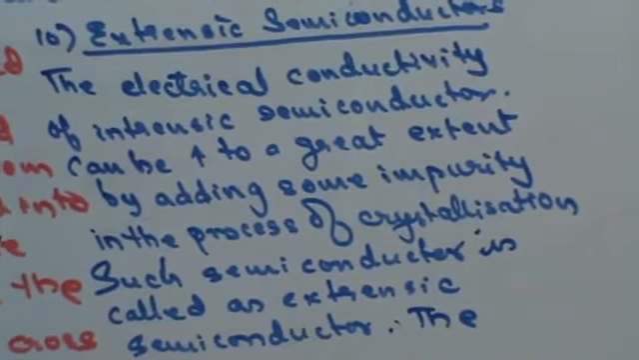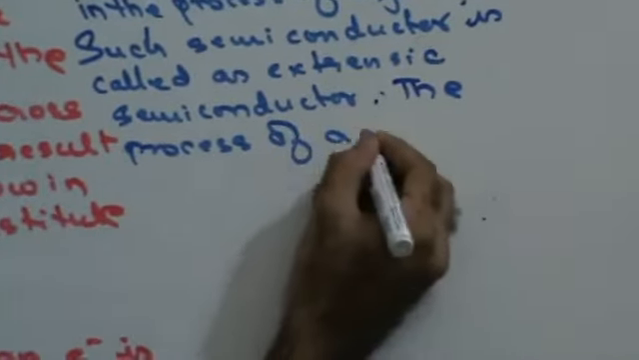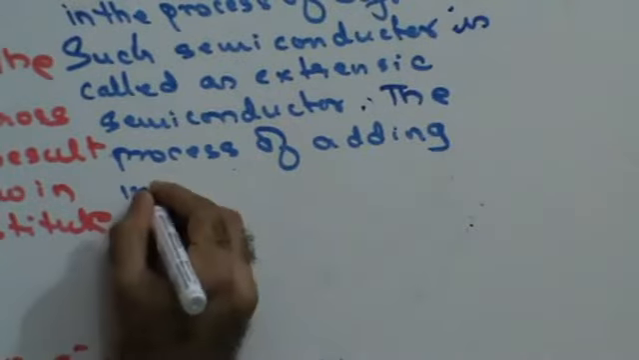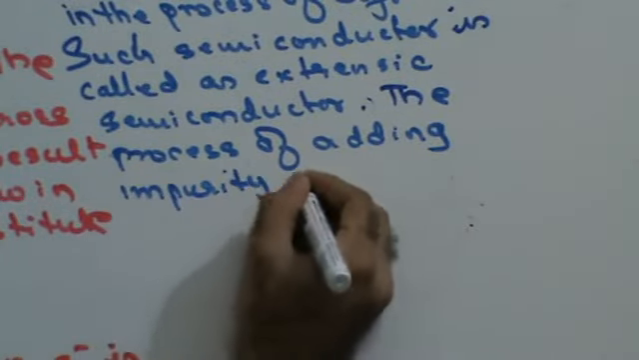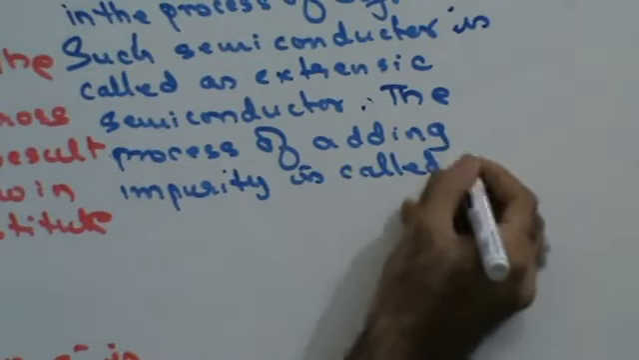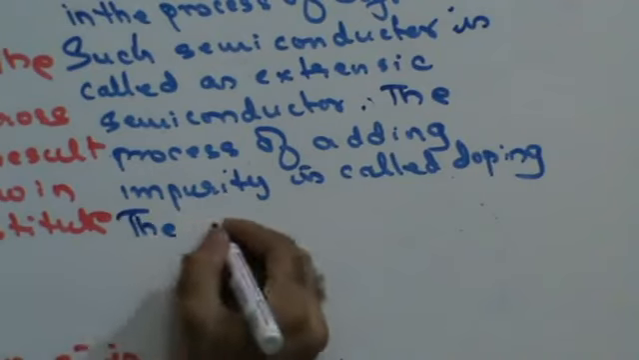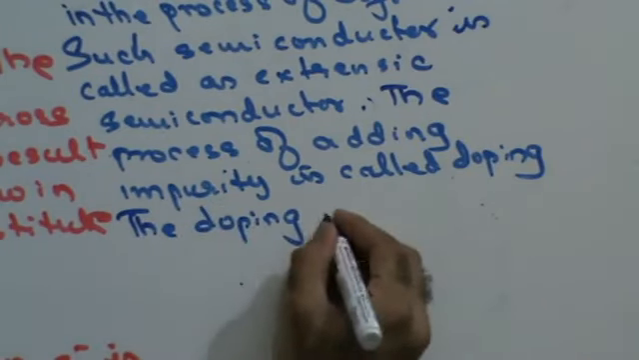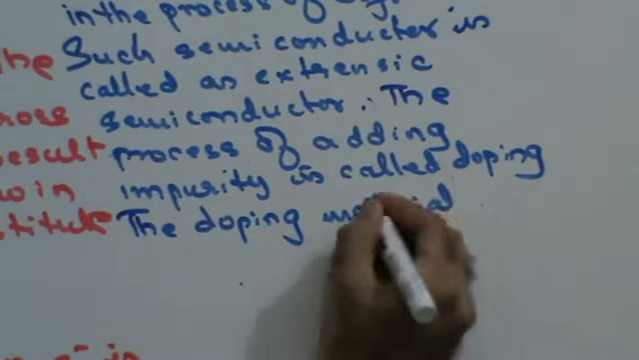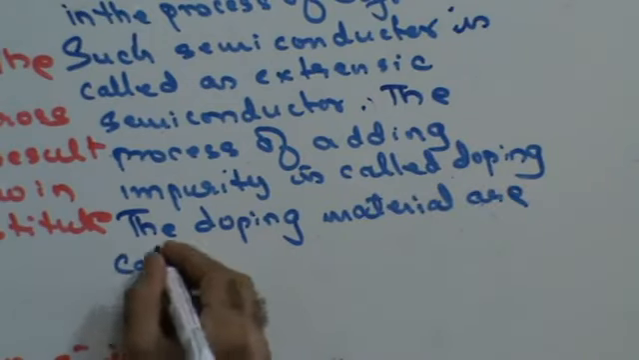The process of adding impurity is called doping. Fine, do we get this thing clear? Now the doping materials are called impurities because they alter the structure of the pure semiconductor crystal, right? The doping materials are called impurities.